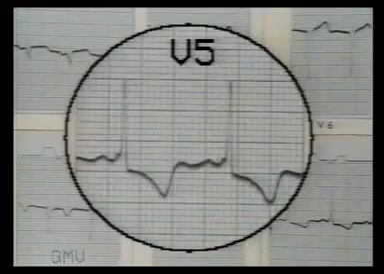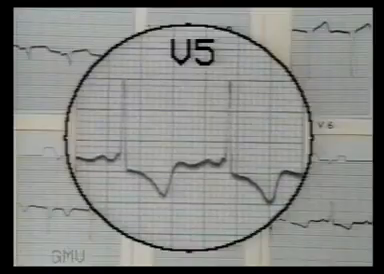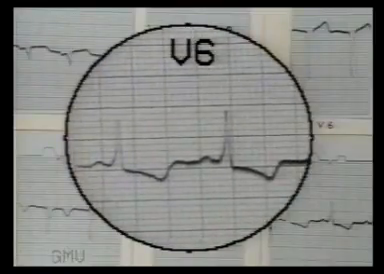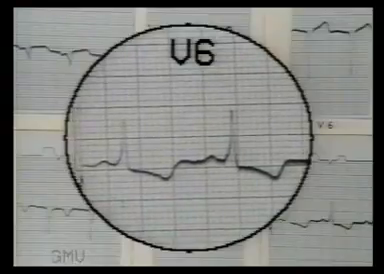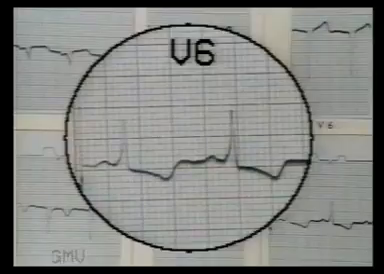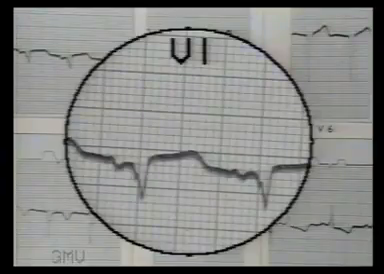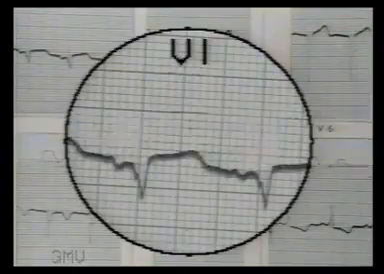This is another ECG of WPW syndrome. Note the delta wave and inverted T wave in lead V5. Again, slur on the upstroke of R wave in lead V6. And in lead V1 there is a negative QRS complex with slur on the downstroke of the S wave.